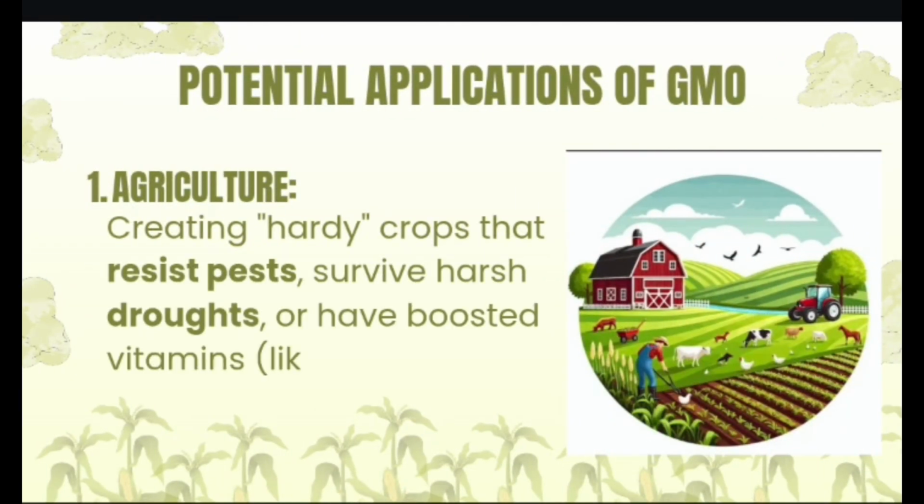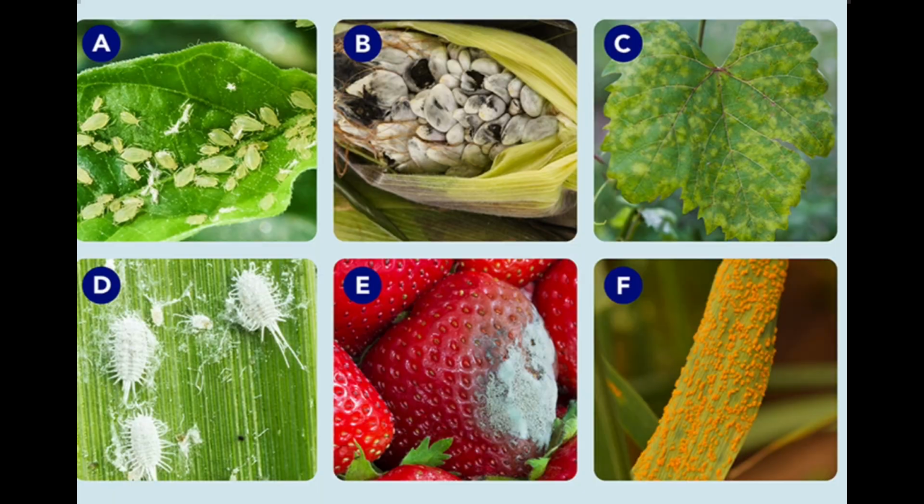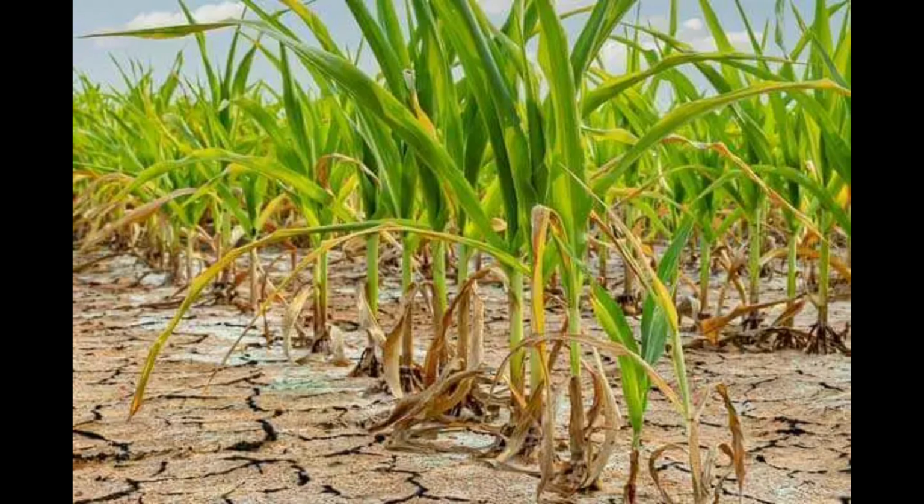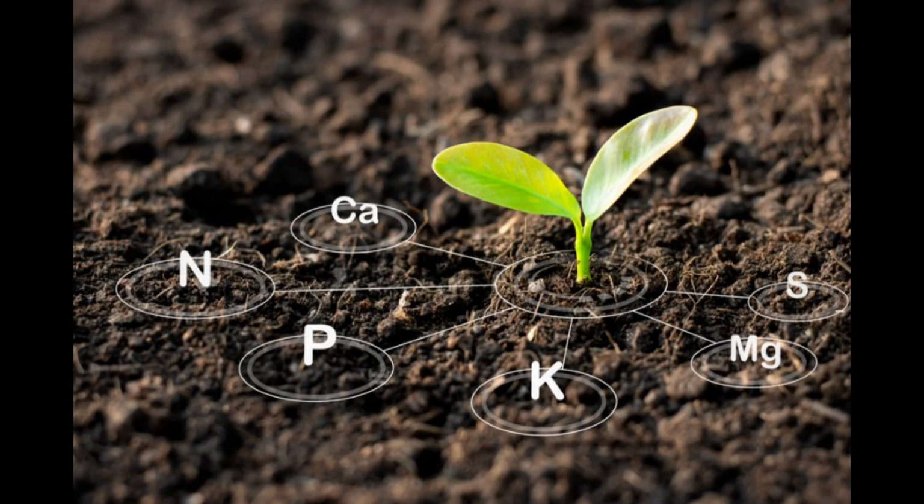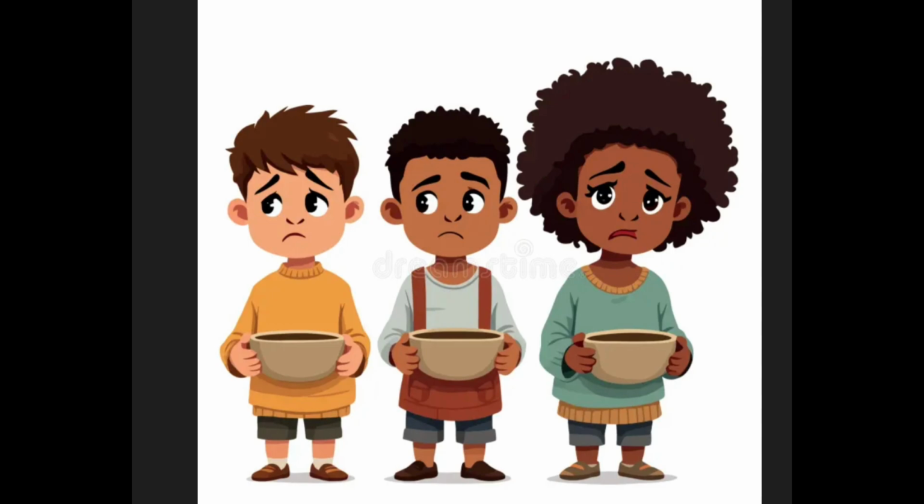And finally, what are the other possible uses or applications of GMOs? In terms of agriculture, we use GMOs to create crops that are stronger or hardy. These crops can resist pests, survive droughts, or have more vitamins. This helps us use fewer chemicals and also solves the problem of malnutrition.